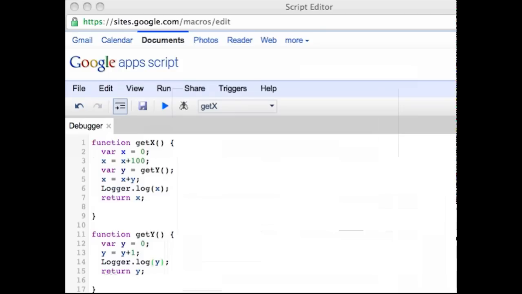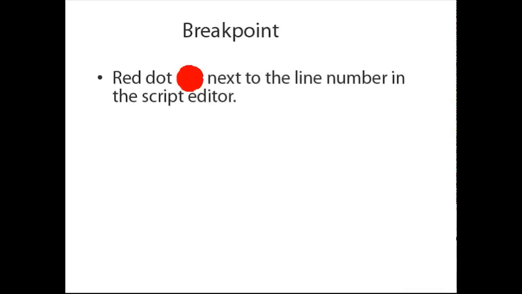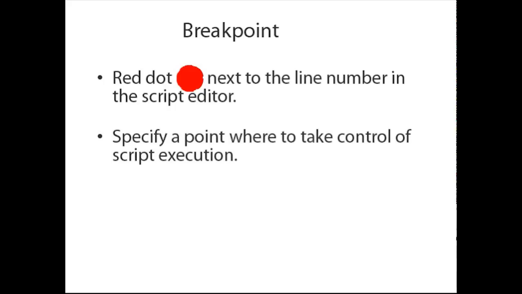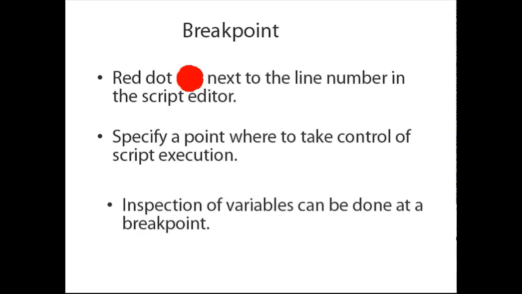Now let's execute our script in the debugger. But before we do that, we need to add a breakpoint. A breakpoint is denoted by a big red dot next to the line number on the script editor. It allows you to take control of the execution flow by telling Apps Script where to give up control. By setting breakpoints at key locations, you can step through code easily and inspect.